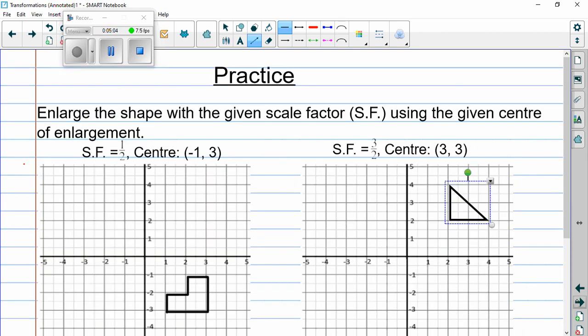Now there's a couple problems for you to practice here. So if you want to, pause the video now, and then once you're ready, we'll come back and do these questions.